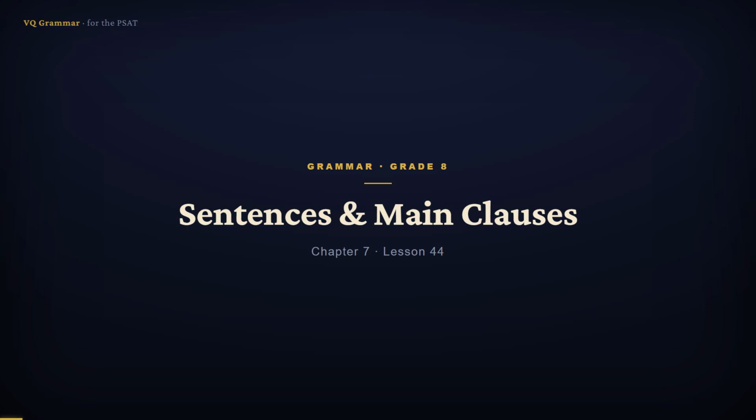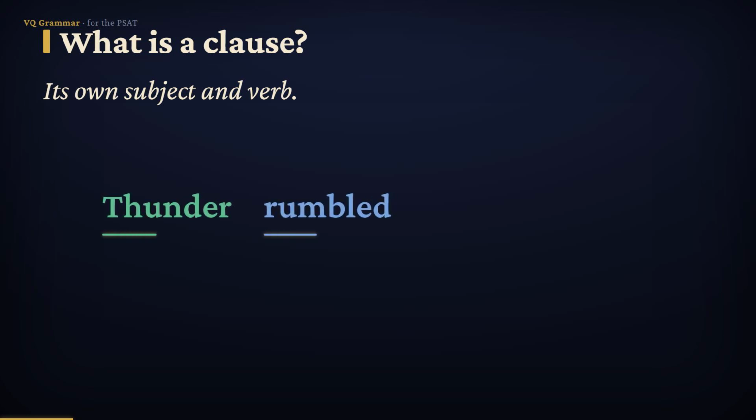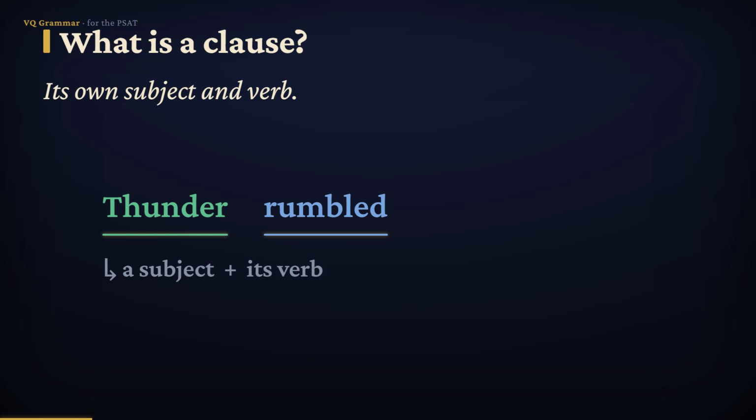Up to now, we've built sentences word by word. Now we'll look at the bigger building blocks sentences are made of, starting with the most important one of all, the main clause. Let's begin with the word itself. A clause is a group of words that has its own subject and its own verb. Take this tiny one. Thunder rumbled. Thunder is the subject, the thing we're talking about, and rumbled is its verb, what it does. A subject teamed with its verb, that pair is a clause. So whenever you spot a subject and a verb working together, you found a clause.